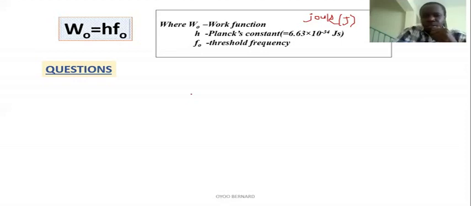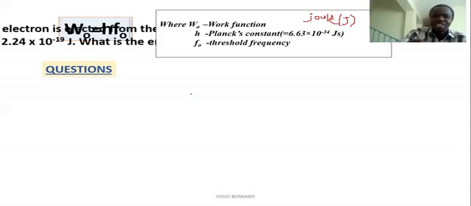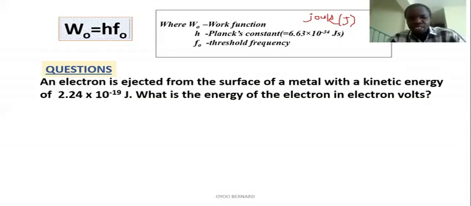Having described the photoelectric effect, having defined threshold frequency, work function and threshold wavelength, it's time for you to apply what you've learned. So the first question, here it is. An electron is ejected from the surface of a metal with a kinetic energy of 2.24 times 10 raised to negative 19 joules. What is the energy of the electron in electron volts? One minute. You can do it.